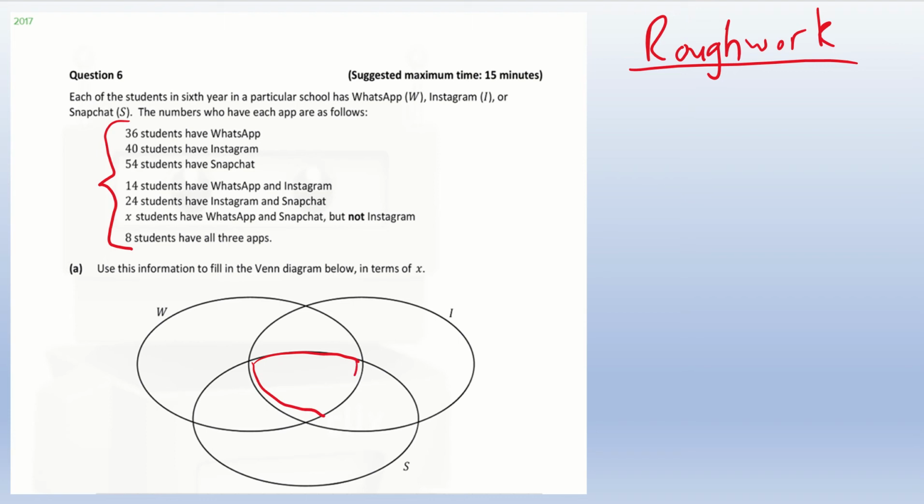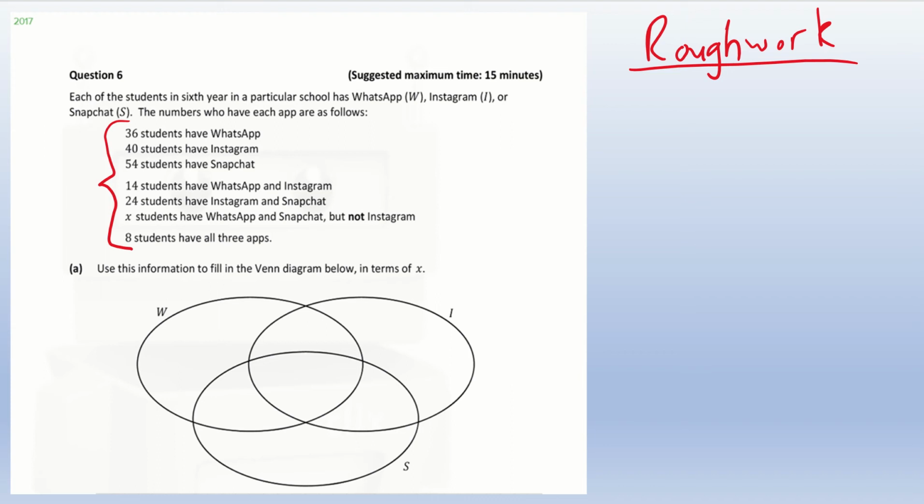And in relation to the question, this means that if you were a student in that part of the set, you use WhatsApp, Instagram, and Snapchat. So all three apps. We need to find out if there's any information up here that tells us about students who use all three apps, and see if we can put a number in the middle here.